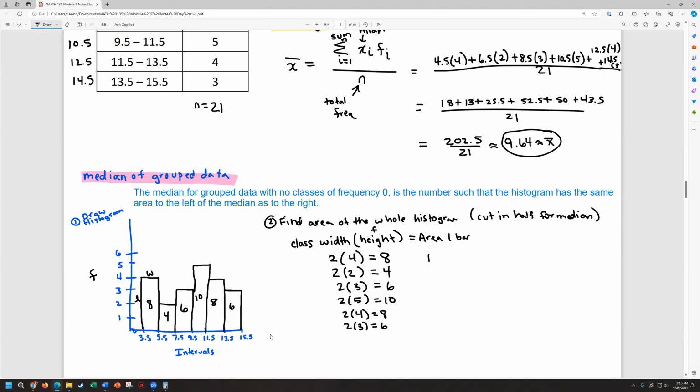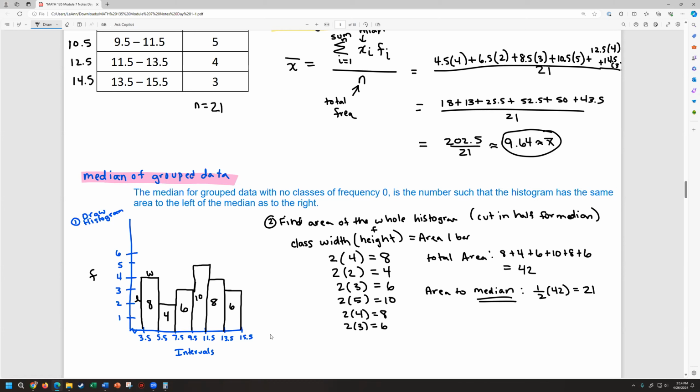Now, the total area is to add all of those together. That's for your whole histogram. So that would be 8 plus 4 plus 6 plus 10 plus 8 plus 6. That's going to be 20, 26, 34. Is that 42? Yeah, 42 is the total area. Okay. So that means the area to the median, that's what we're looking for, should be half of that. So that is going to be 21.